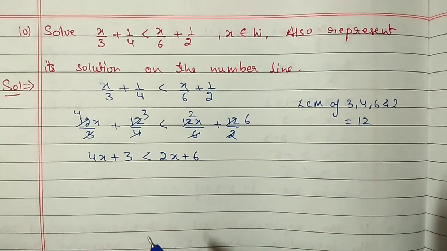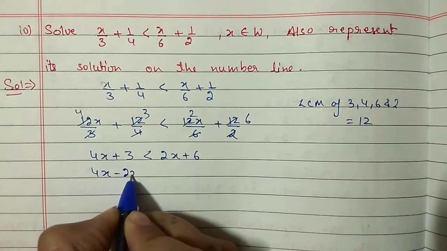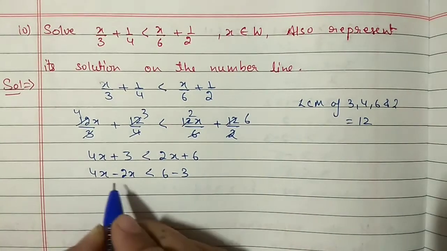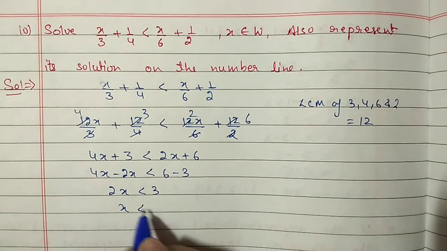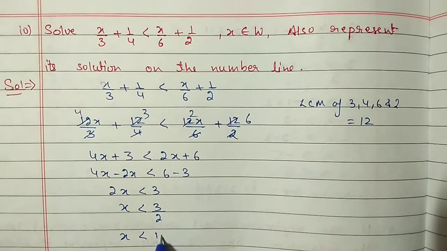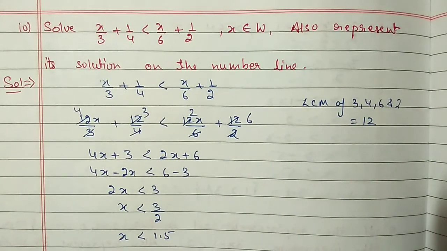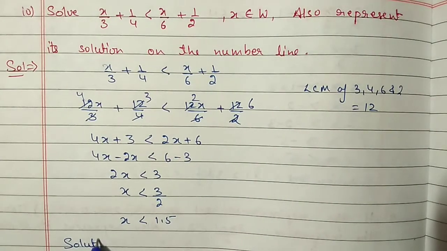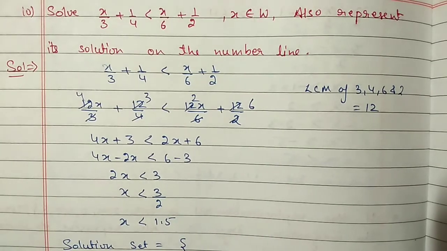After this, now we can simplify it easily. This 2x shift this side, it will become minus 2x, and 3 shift another side, it will become minus 3. So 2x less than 3, or we can say x less than 3 by 2. x less than 3 by 2 means x is less than 1.5, and we have to take whole number. So solution set will be whole number less than 1.5.